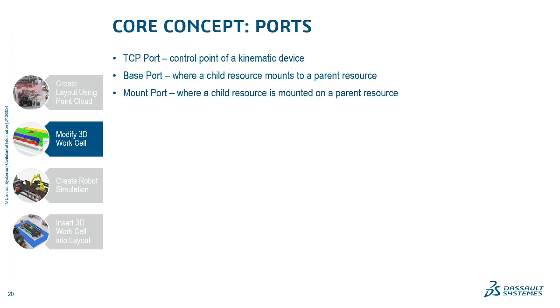Then you have your base port, which defines where a child resource mounts to a parent resource. And then you have your mount port, which defines on the parent resource where those child resources will mount. So a robot will have all three of these because you need to sometimes mount it to things, sometimes mount things to it, and then also be able to jog it around.